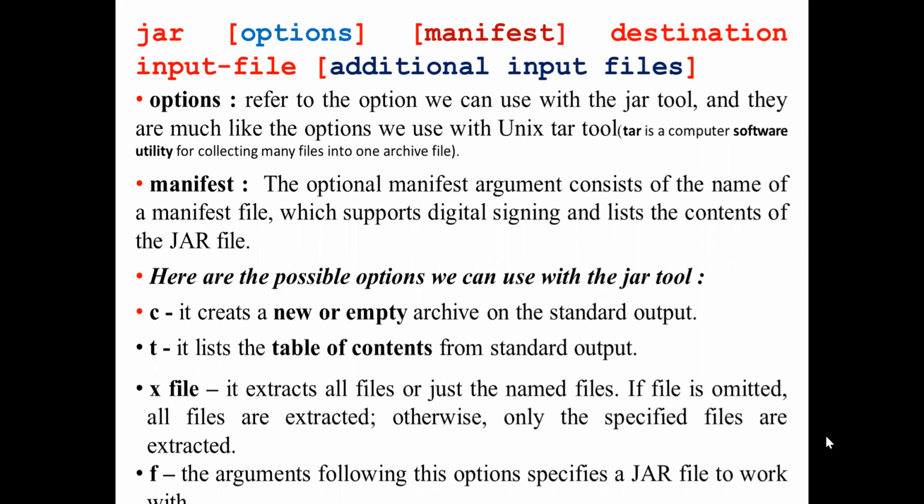Same type. So x means we can extract all the files, t means table of contents, and c means create a new or empty archive. And f means the argument following this option specifies the jar file to work with. F is nothing but an argument, so we follow it with the jar file we want to work with, that particular file.